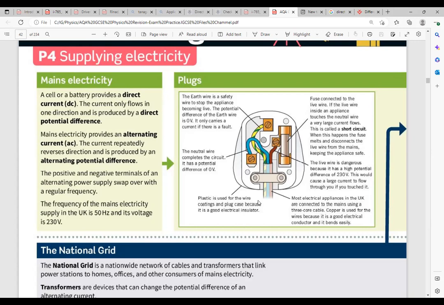The last part of the plugs: most electrical appliances in the UK are connected to the mains using 3 core cable. Copper is used for the wires because it's a good electrical conductor and it bends very easily. So this is the structure of the plugs: earth wire, neutral wire, plastic, fuse, and live wire.